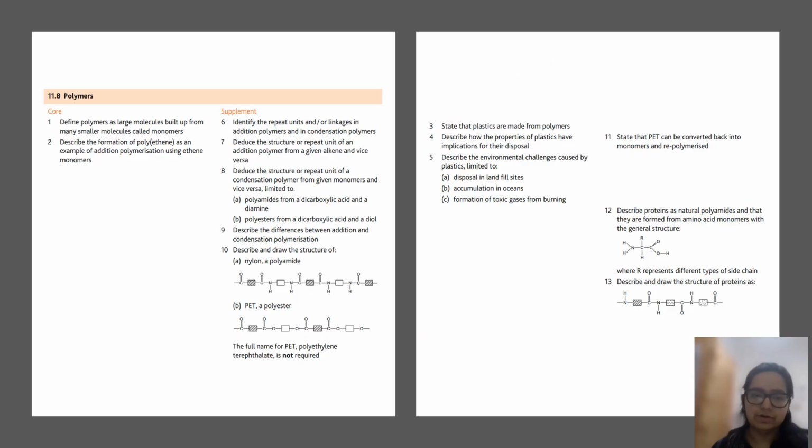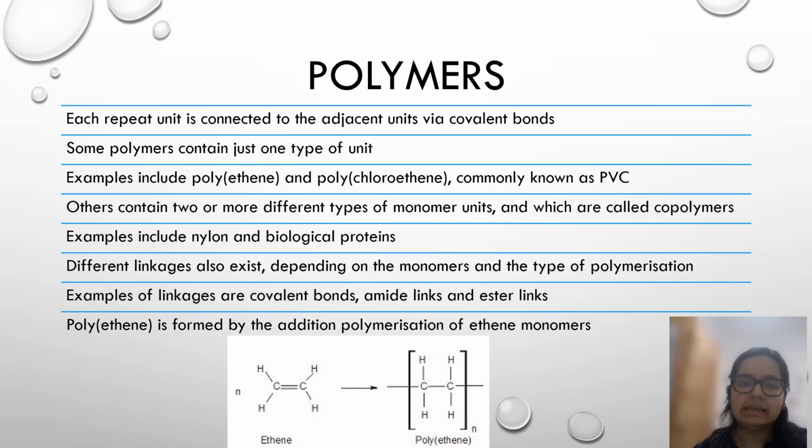Okay, now we will move on to the last part of organic chemistry, which is polymers. In polymers, each repeat unit is connected to the adjacent unit via covalent bonds. Polymers are basically made of many monomers. Some polymers contain just one type of unit, examples include polyethylene and polychloroethylene. Others can contain two or more different types of monomer units, and these are called copolymers. Examples include nylon and biological proteins. We'll be learning about nylon and biological proteins in the upcoming slides.